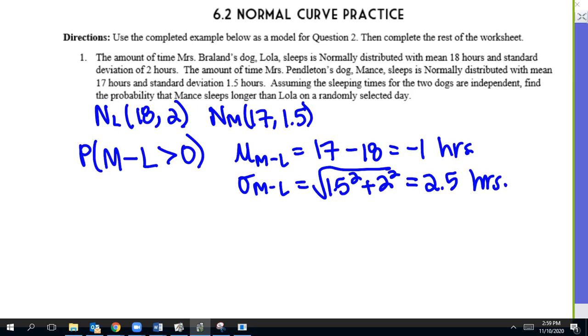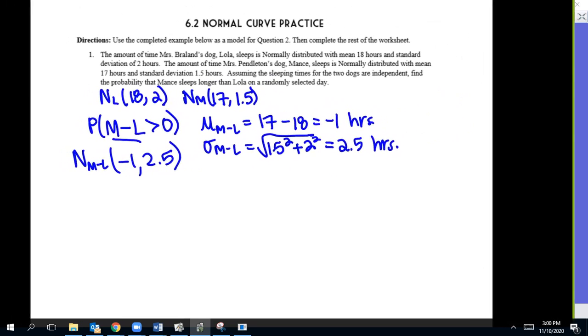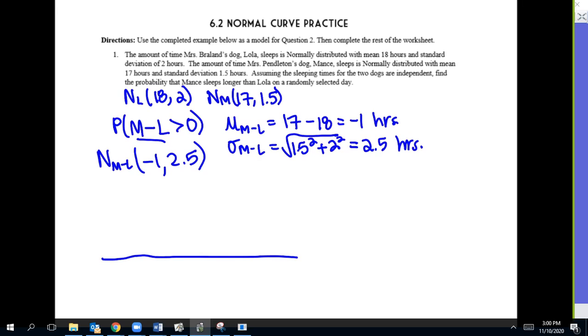Now we would always want to have a positive standard deviation. If we had tried to subtract those, we would have gotten an error in the calculator. So that's one reason why it's always plus. And then now we have a new normal distribution for Mance minus Lola, where the mean is -1, standard deviation is 2.5. That means that Mance sleeps an average of 1 hour less than Lola, which you can see from their 2 distributions, but when we combine them, that's what the negative means, because we did it in this order, Mance minus Lola.